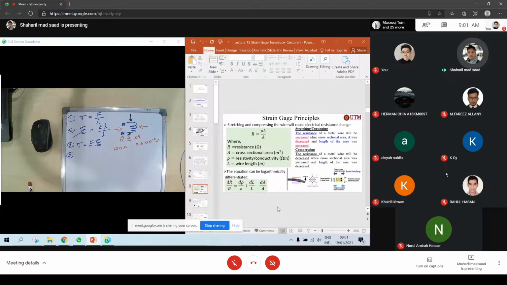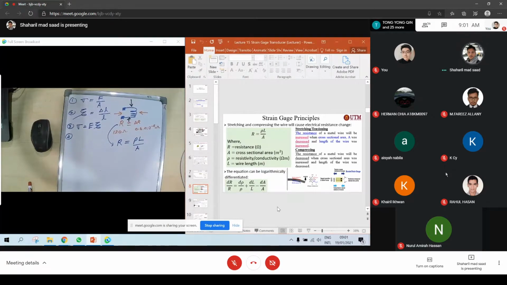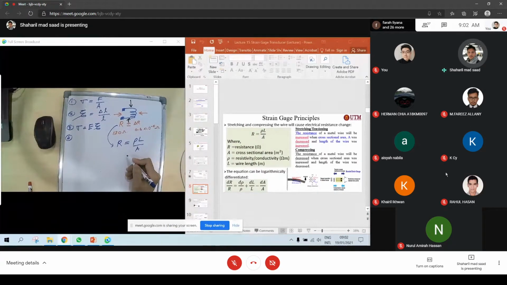Alright, so let's look at the electrical strain gauge. The result will be in terms of resistance. So how do we define whether the resistance will increase or decrease? There is a formula: R equals rho L over A. When you apply compression, or for example you tension it, that means you are stressing it, so the resistance will, for example, increase.